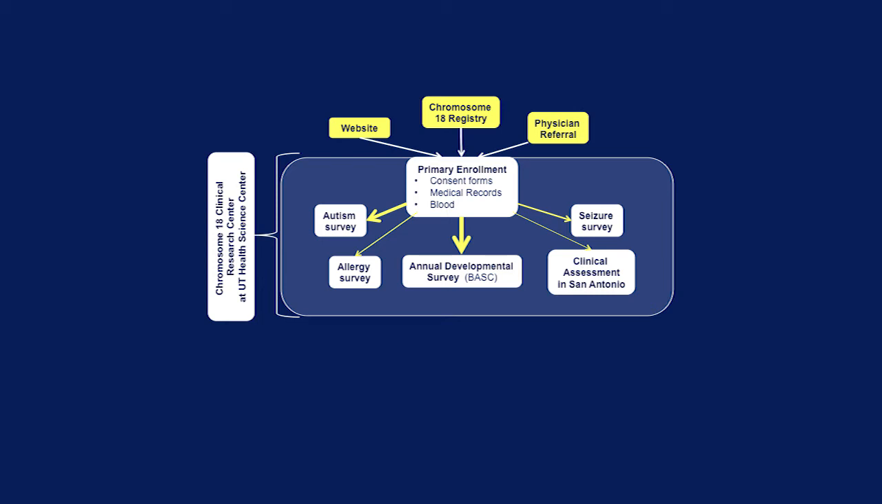The exact nature of these other studies changes and is dictated by the nature of the important research questions that we're trying to answer for you. In a new study that's being set up, say, for a clinical trial of a new therapy, only those families who have completed the primary enrollment will be offered the opportunity to participate in that study.